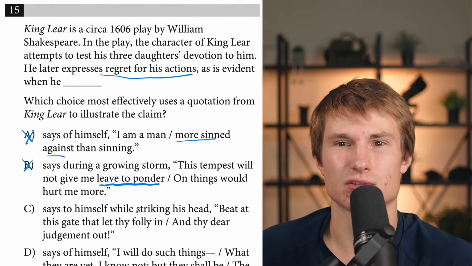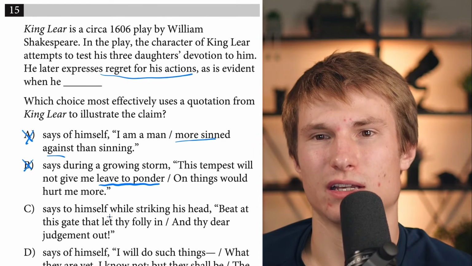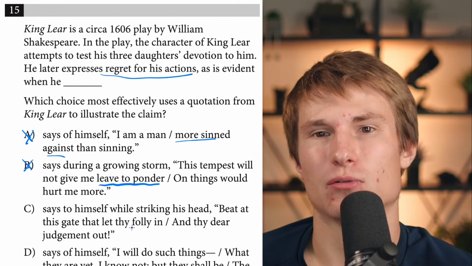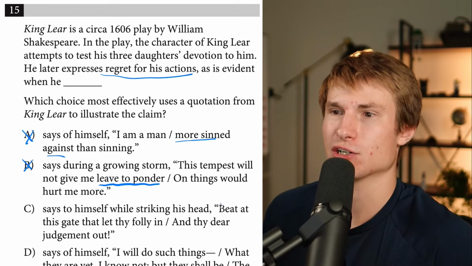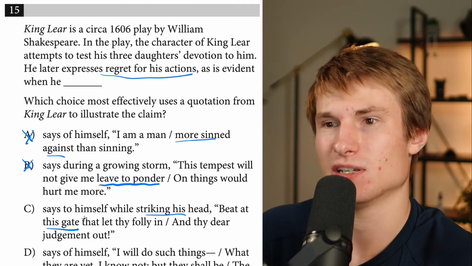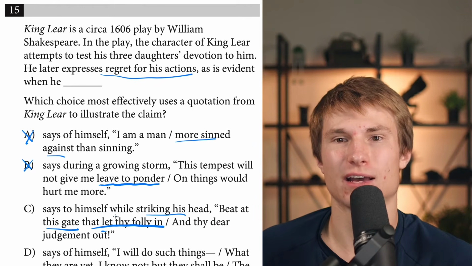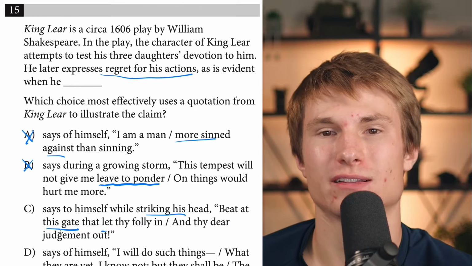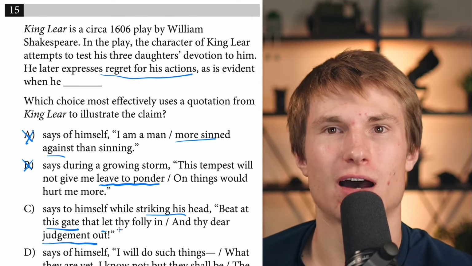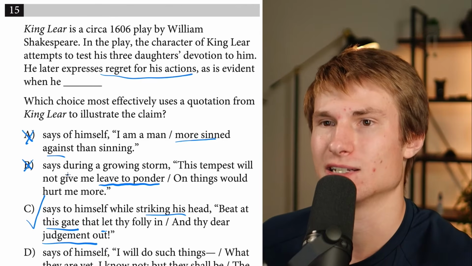We got C, says to himself while striking his head, "Beat at this gate that let thy folly in and thy dear judgment out." Okay, well, that is regret over his actions. When he's striking his head and stating "beat at this gate," I would imagine that basically means that he's smashing himself on the head that let thy folly in. So that let thy foolishness in and that let judgment out. So he's obviously expressing regret for his actions. So C, extremely strong. We'll take a quick look at D as well.